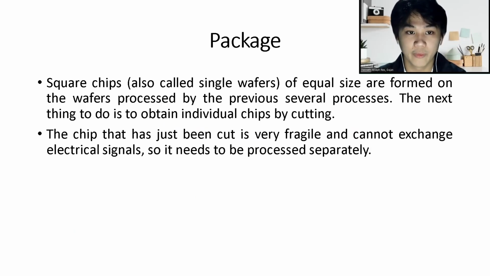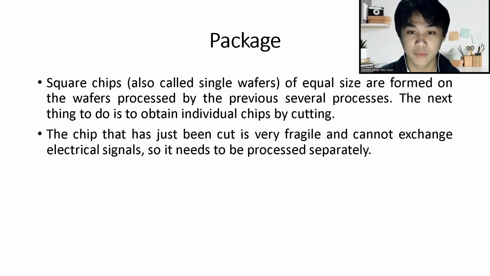So my topic is package. Package is a square chips, also called single wafers or dies of equal size, are formed on the wafers processed by the previous several processes. The next thing is to obtain individual chips by cutting. The chip that has been cut is very fragile and cannot exchange electrical signals, so it needs to be processed separately. This process is packaging, including forming a protective shell on the outside of a semiconductor chip and allowing them to exchange electrical signals with the outside.